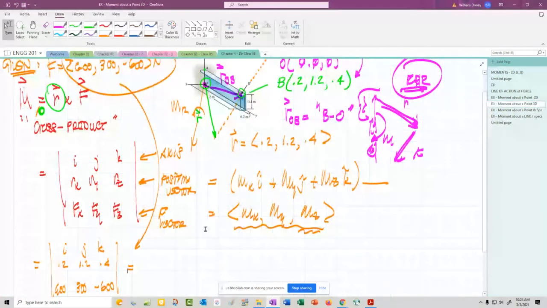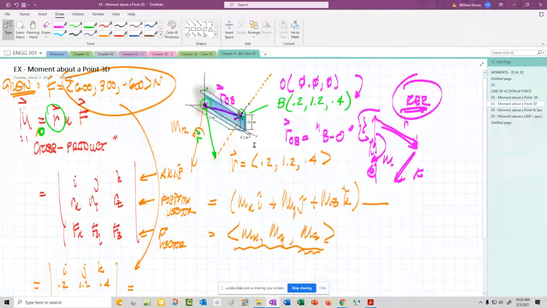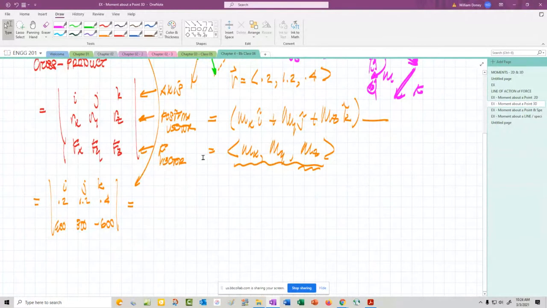I don't have the answer here because I just pulled this picture and I'm doing this on the fly. But the i component will be 0.2 times 300. I'm sorry, 1.2 times, hang on. Haven't had my morning Mountain Dew yet. The i component will be 1.2 times minus 600. Minus the j, it's always minus the j. It'll be 0.2 times minus 600.